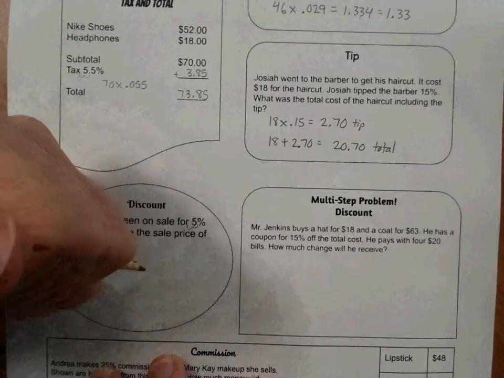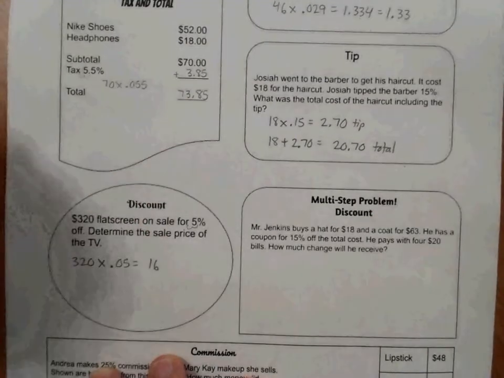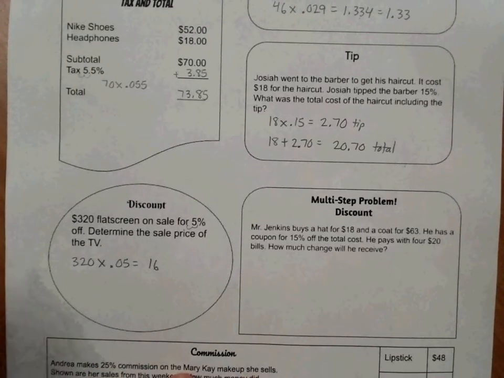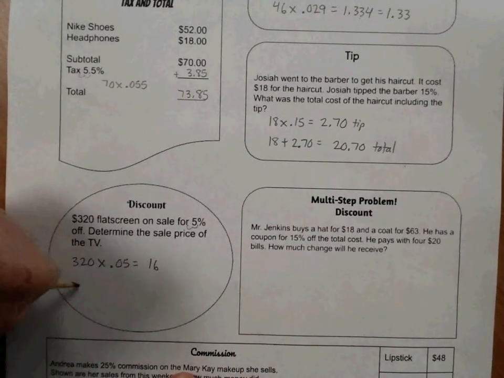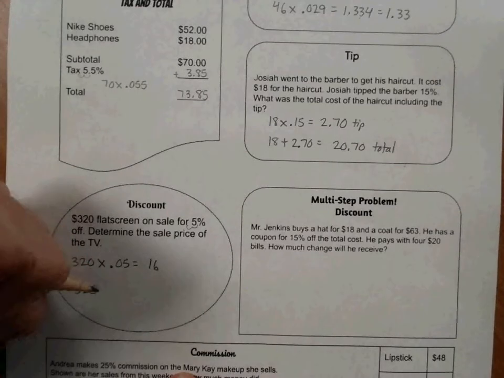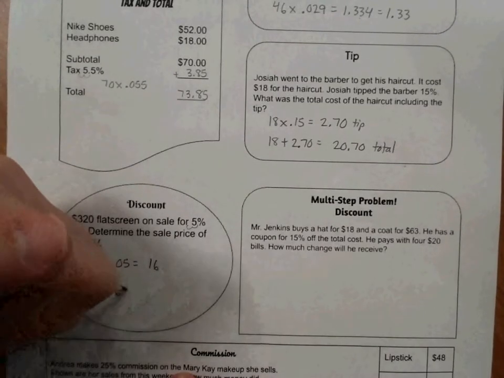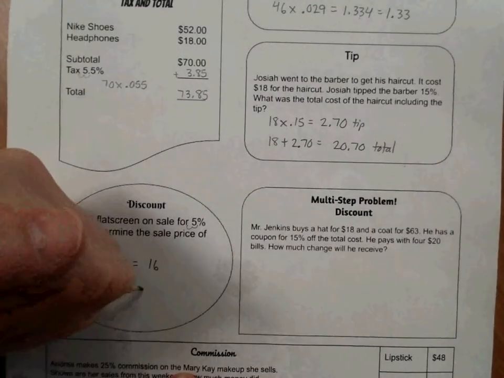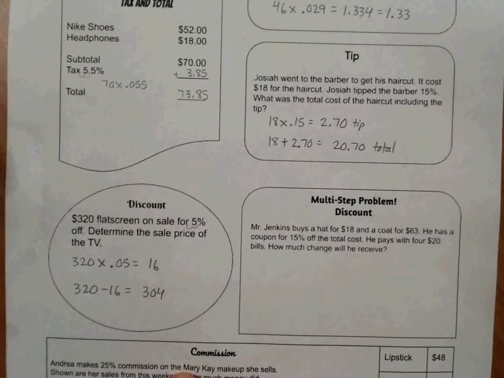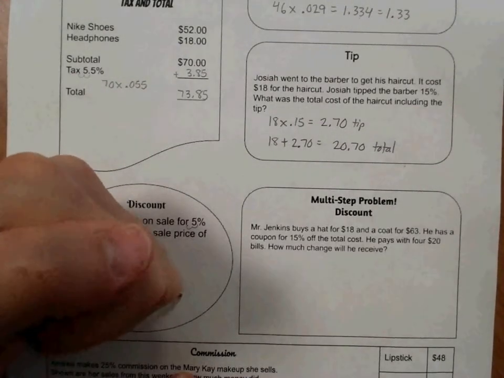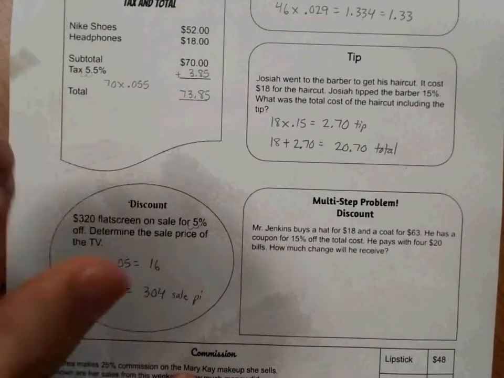So when you multiply that, what you don't have to pay would be $16. That's how much you'd be able to save in this situation here. So to figure out what you do have to pay, you take that original price, $320, subtract 16 from it, and when you do, you see you're going to end up paying $304. So this would be your sale price. So in other words, your final answer.